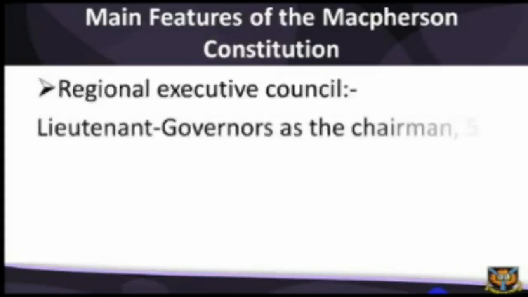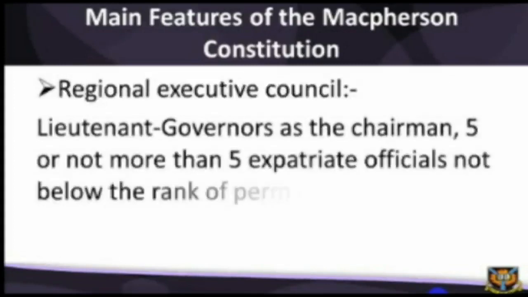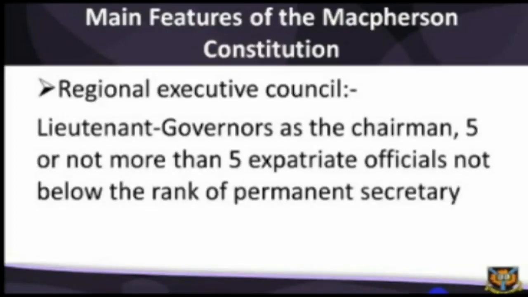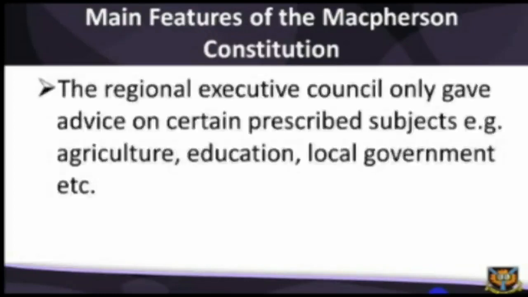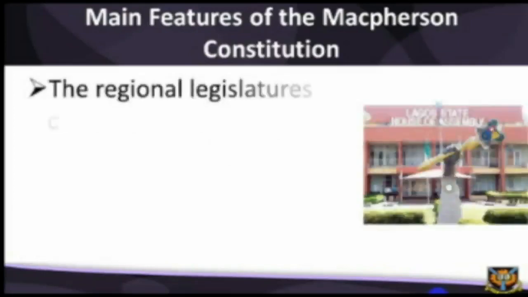The Regional Executive Council consisted of the lieutenant governors as the chairmen, 5 or not more than 5 expatriate officials not below the rank of permanent secretary, and 9 or not more than 9 Nigerians appointed from among the elected members of the Regional House of Assembly. The Regional Executive Council only gave advice on certain prescribed subjects. Examples are agriculture, education, local government, and so on.